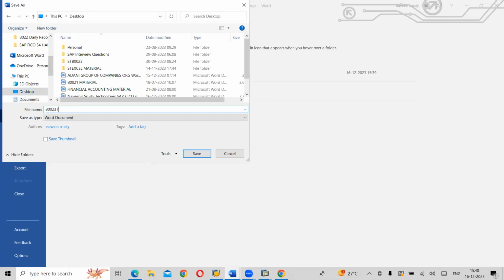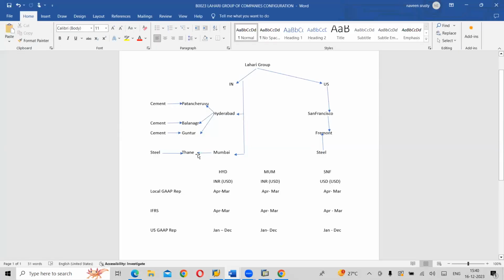B0023, Lahari Group of Companies configuration. Okay, just write it down. So this client structure we need to map with the SAP standard structure. This is the client structure, or your customer business structure, which we need to map with your SAP structure. Clear? Okay.